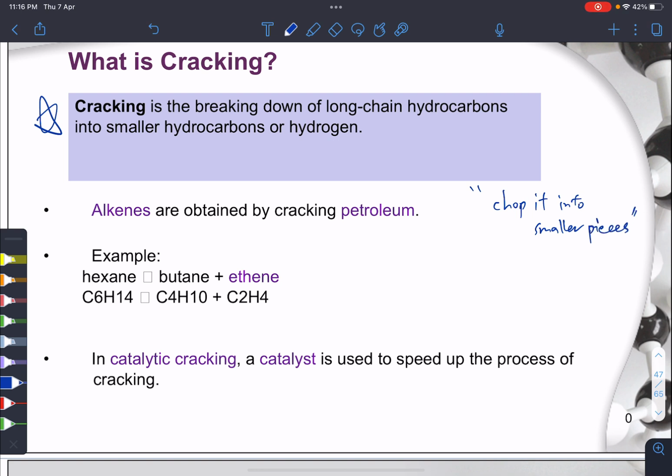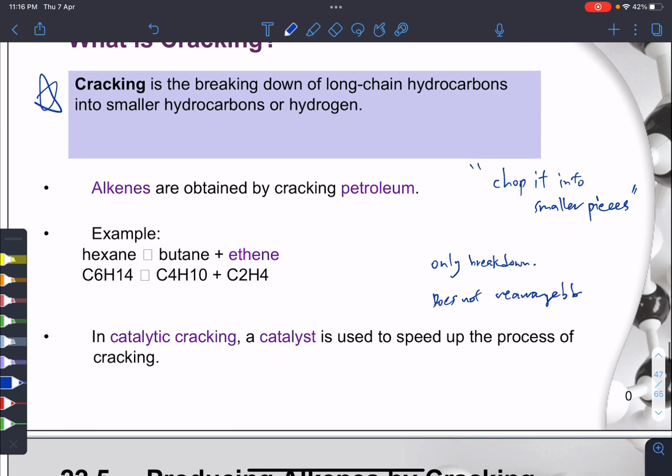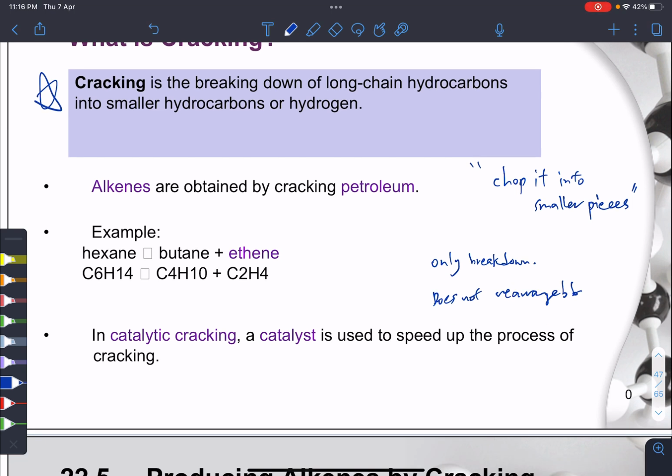So you might be wondering, what are you talking about? How come chop? How come smaller pieces? The idea here is this. What cracking does is it literally just breaks down. It does not rearrange. It only breaks down. In this case, you have a hexane, which is 1, 2, 3, 4, 5, 6 carbons. When you break it down, you will get butane and ethene.